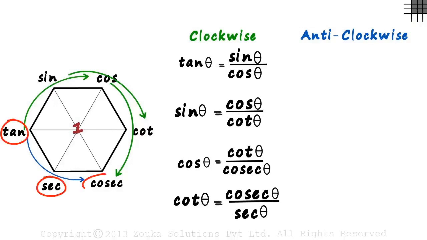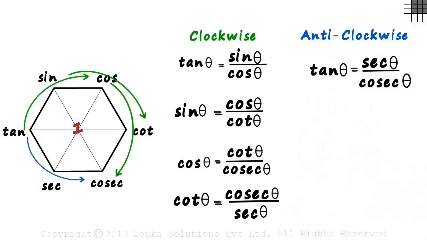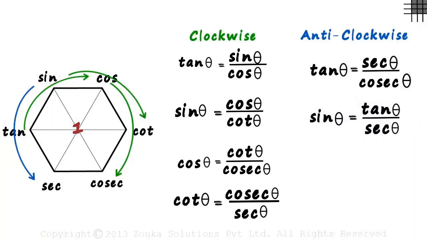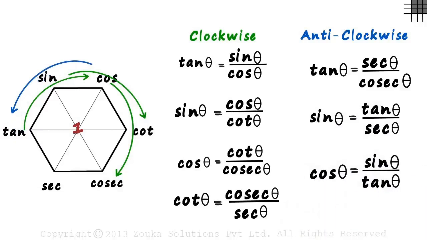First will equal second by third. Tan theta equals sec theta by cosec theta. First equals second by third. If we take these 3 functions anti-clockwise, we can write sine theta equals tan theta by sec theta. If these 3, then cos theta equals sine theta by tan theta, and the list goes on. Whether you go anti-clockwise or clockwise, first will always equal second by third. We can easily get 3 more here. 1 simple hexagon and 12 formulae. Is that all? No, there's more.